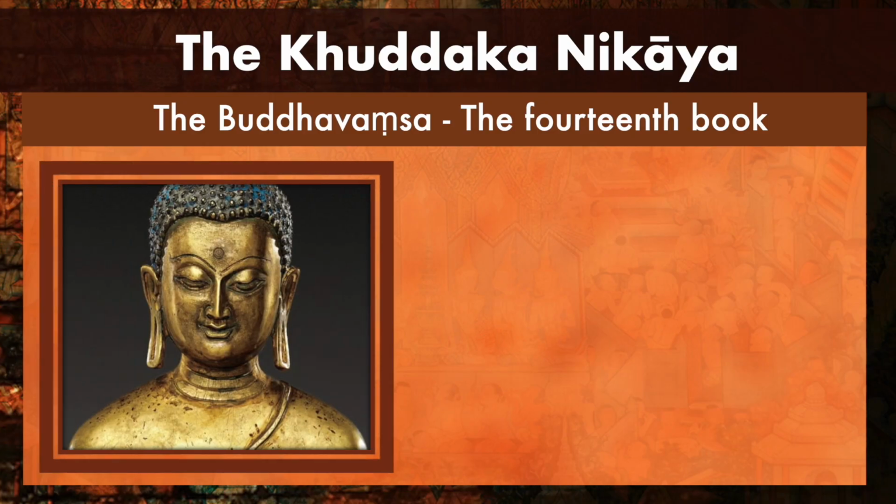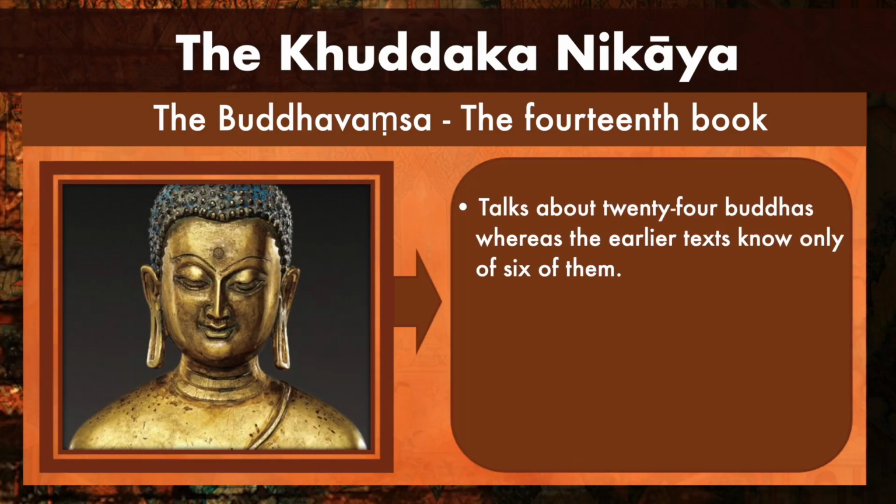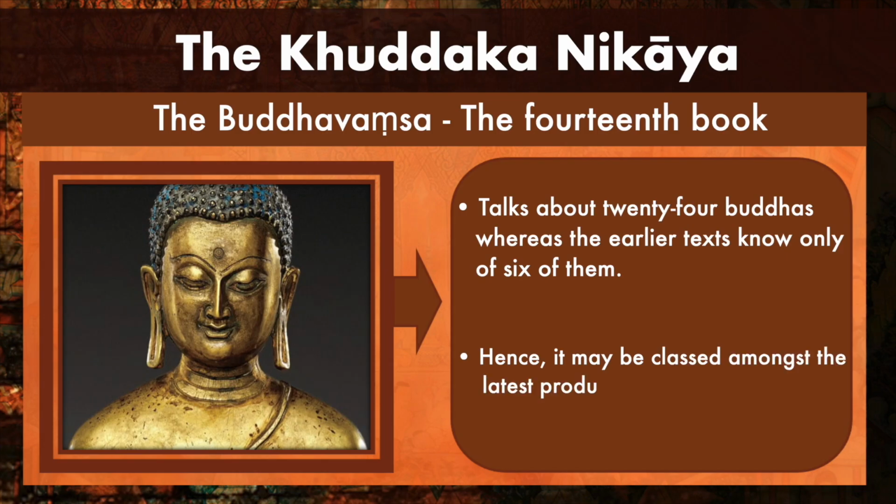The 14th book of the Khuddaka Nikaya is the Buddha Vansh. The Buddha Vansh talks about 24 Buddhas, whereas the earliest texts know only of 6 of them. Hence, it may be classed amongst the latest productions of the canonical literature.